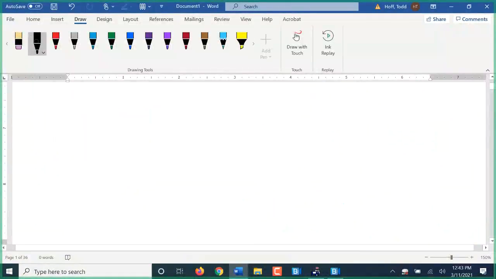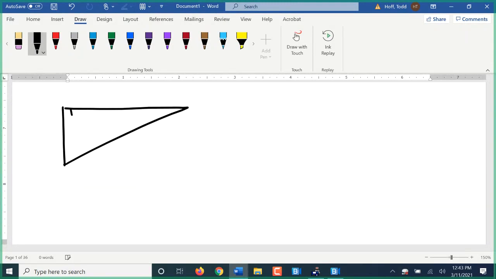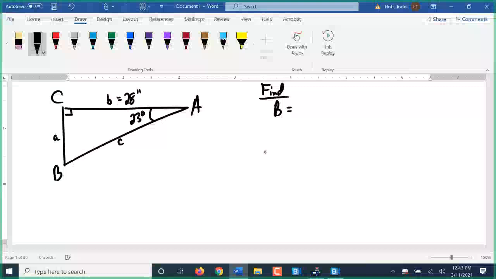Our next case is going to be slightly different. Here I'm going to tell you that this, I'll label them A, B, and C again. Little a, little b, and little c. And I'm going to tell you that angle A is 23 degrees and that side B is 28 inches. So now we need to find angle B, side A, and side C.